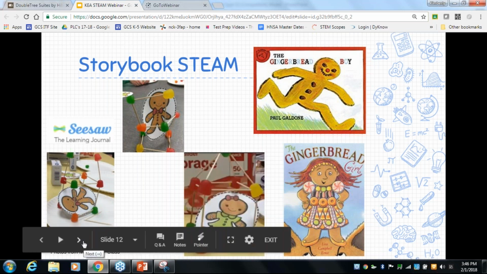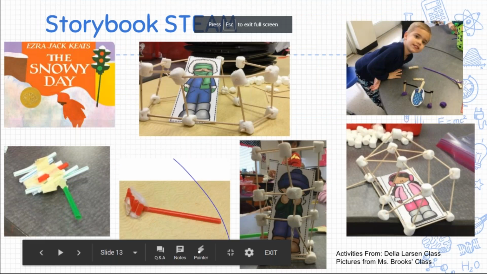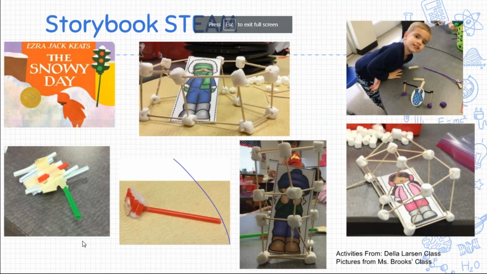All right, moving along. Storybook STEAM, The Snowy Day. We actually went and saw The Snowy Day in Charlotte at the Imagine on Children's Theater. We love Peter. We love all stories about Peter from Ezra Jack Keats.